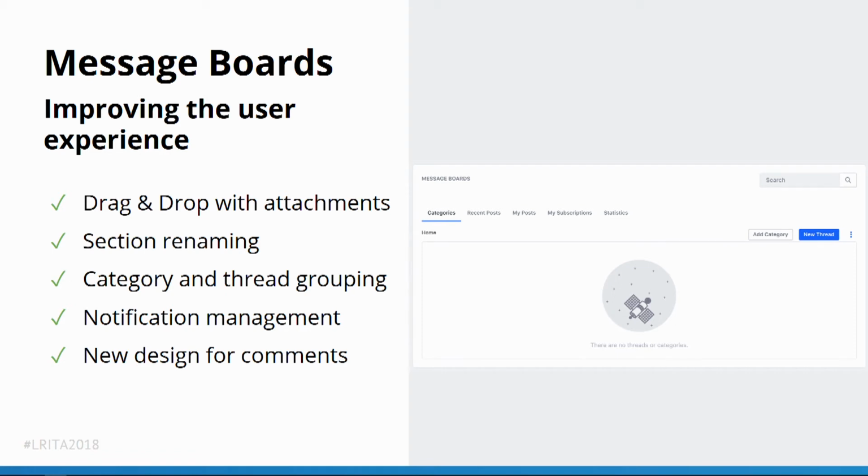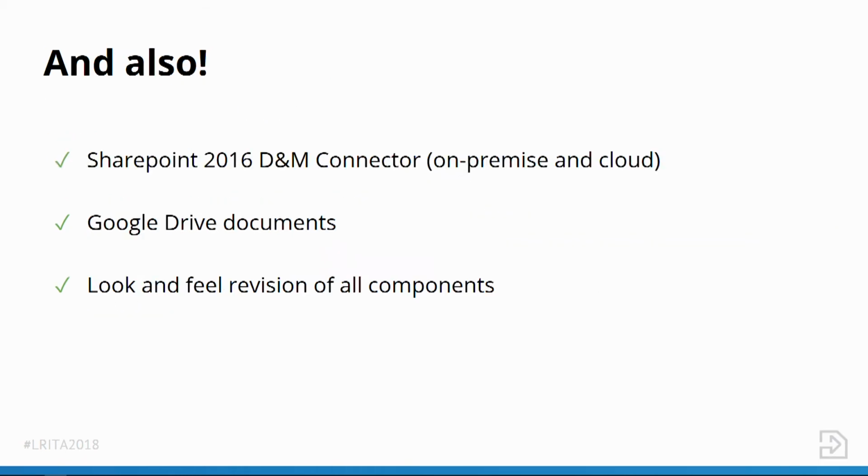Now there's a new way of showing threads and categories, what is happening inside a thread. And if you have been using our community forums in Liferay, they are using Liferay 7.1, so you can see our improvements there. Finally, in this area, we have the new connector for SharePoint. SharePoint also evolves, and we have a ready-to-use connector for on-premise and on cloud.